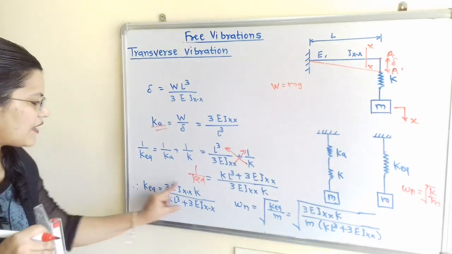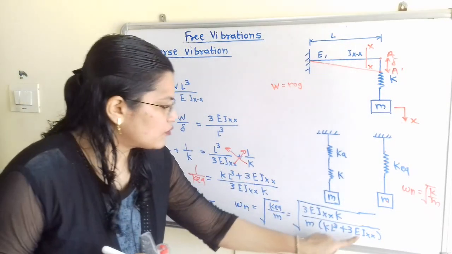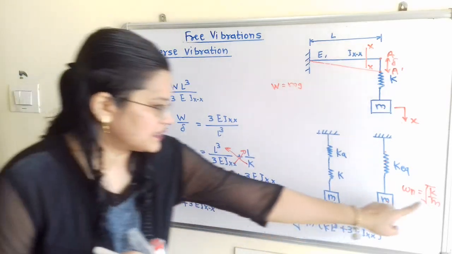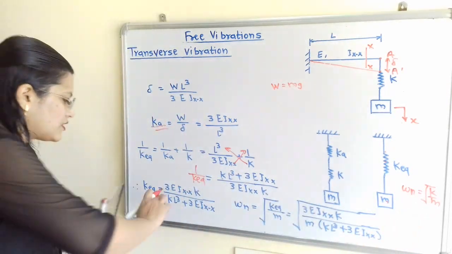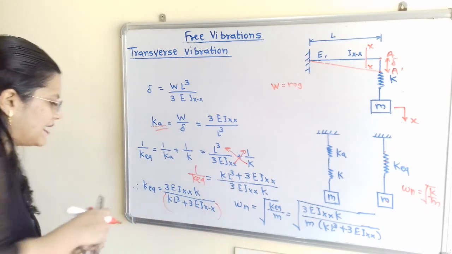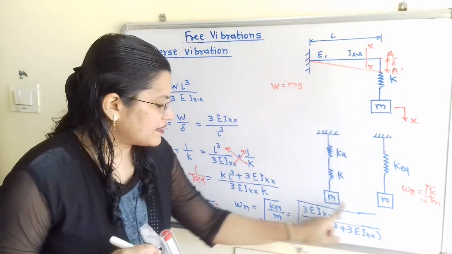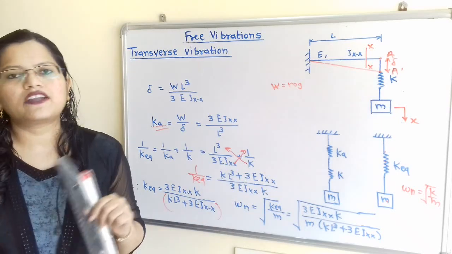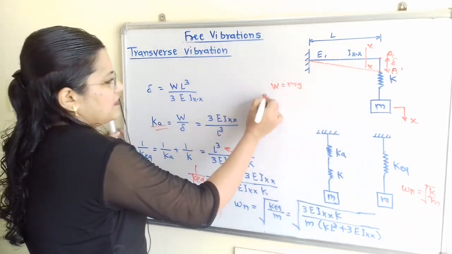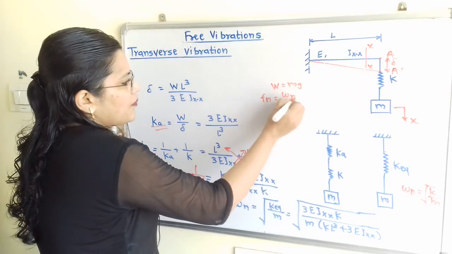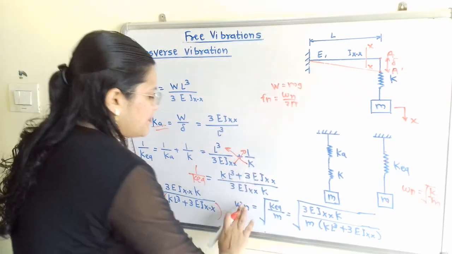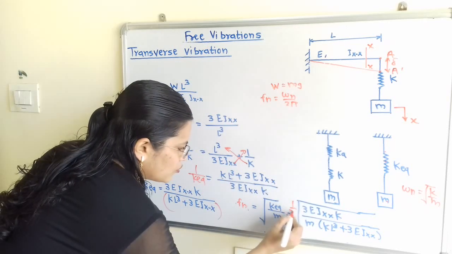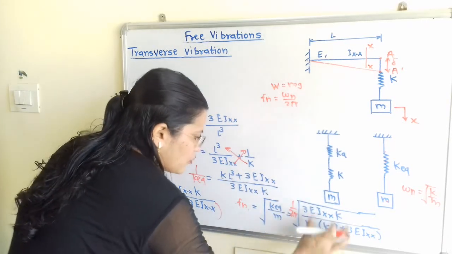The K equivalent value is here. We put it in, and in the denominator we place the mass M as it is. In the denominator, for this term, we have to keep the bracket, and then we write the equation. Now this is the value of omega n. Now we have to find the natural frequency Fn. Fn is equal to omega n by 2 pi. So simply we write Fn is equal to 1 by 2 pi times the under root of this term.